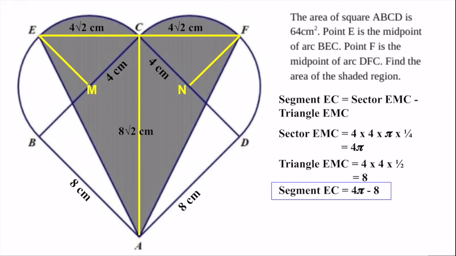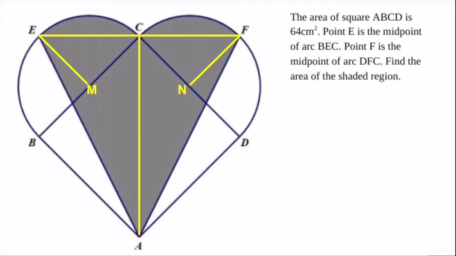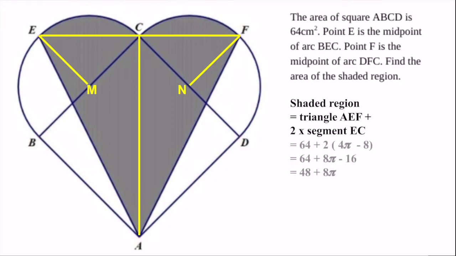Let's figure out the final answer. The shaded region equals triangle AEF plus 2 times segment EC. That will be 64 plus 2 times (4 pi minus 8), which is 64 plus 8 pi minus 16. And the final answer is 48 plus 8 pi.